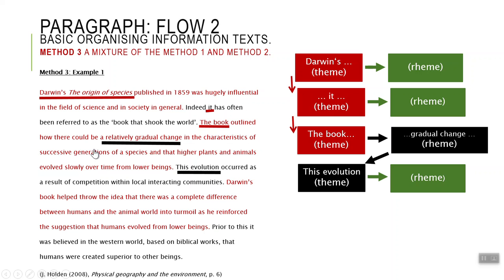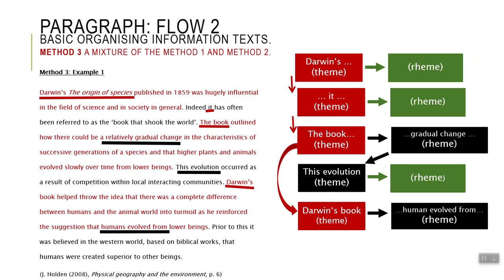Darwin's book, you can now go back to pattern or method 2. So this is a mixture and you can do this. It's not wrong, yeah? You just need to be aware that you've done this, so that you can see the flow of your reader's reading. Darwin's book threw the idea that there was a complete difference between humans and the animal world into turmoil as he reinforced the suggestion that humans evolved from lower beings.